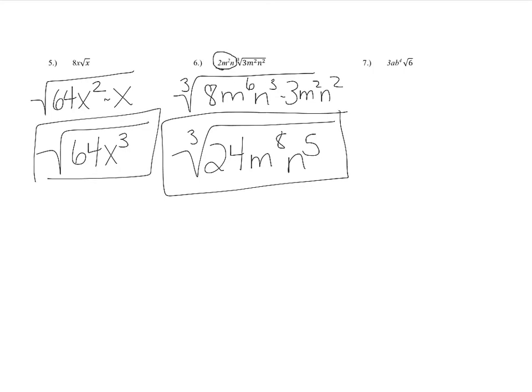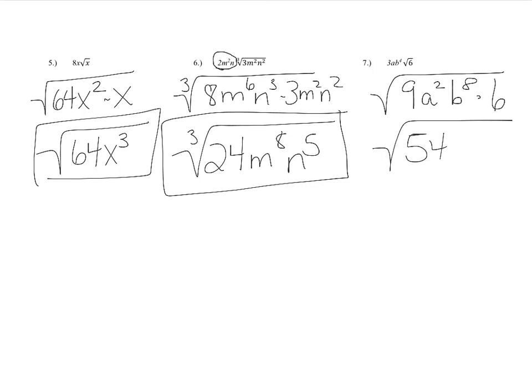The next one. It's a square root, so you've got to square the outside. So 3ab to the 4th squared is going to give you 9 a squared b to the 8th, and you're going to multiply that by the 6 that was already in there. 9 times 6 is 54, so you have the square root of 54 a squared b to the 8th. Now stop the video and definitely try the rest, because all you're going to get now are the answers.